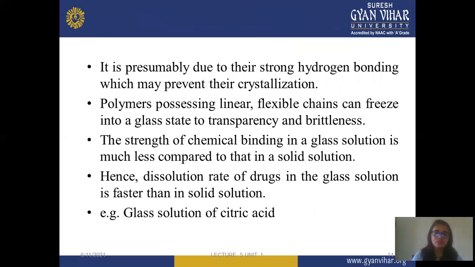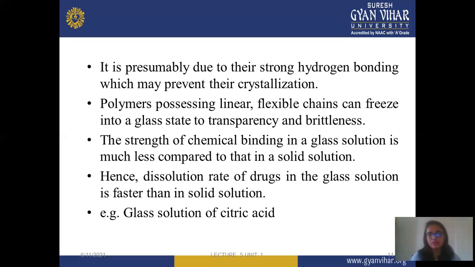This is due to their strong hydrogen bonding, which may prevent their crystallization. Polymers possessing linear flexible chains can freeze into a glass state and show transparency and brittleness. Mainly, solid solution and suspension occur due to the strong hydrogen bond present between the structure. They show more transparency and brittleness. They easily break or show a more transparent solution, and linear flexible chains can easily freeze.